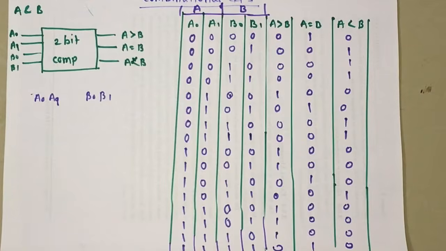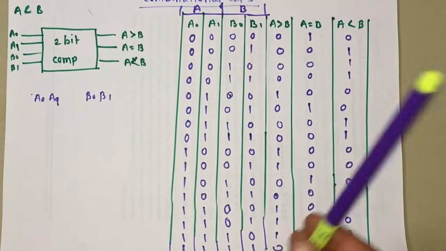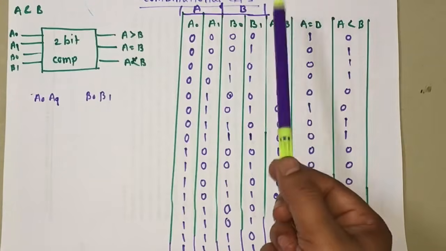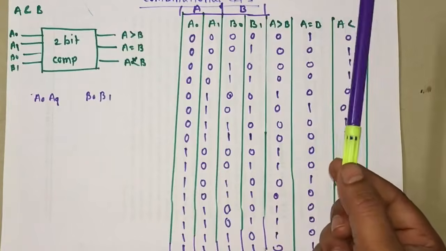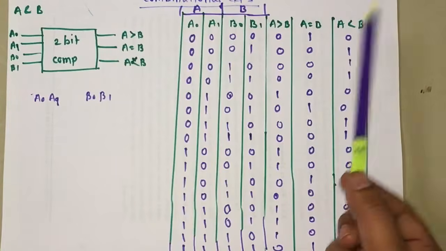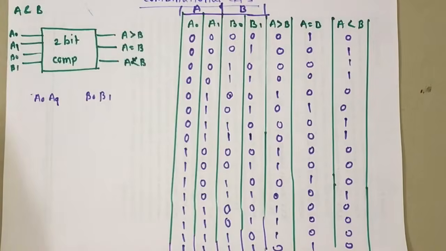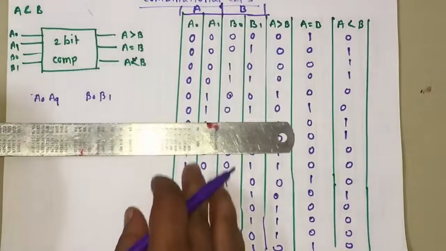So in this way we will draw the truth table. After this truth table, what is the next step? The next step is to find the equations for these three outputs. We have to find the equation for A greater than B, A equal to B and A less than B.